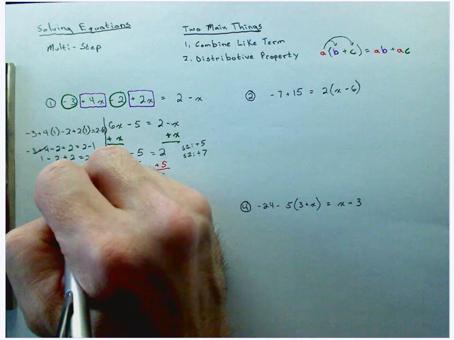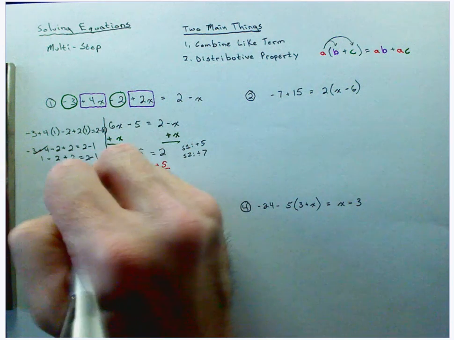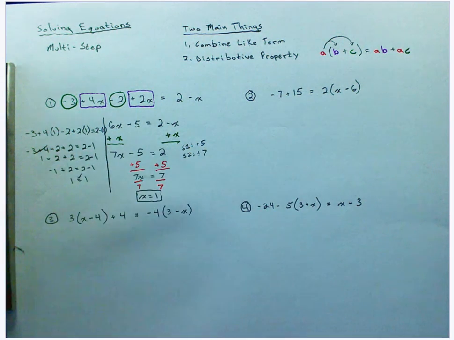Negative 1 plus 2 is 1, and 2 minus 1 equals 1. That is correct.